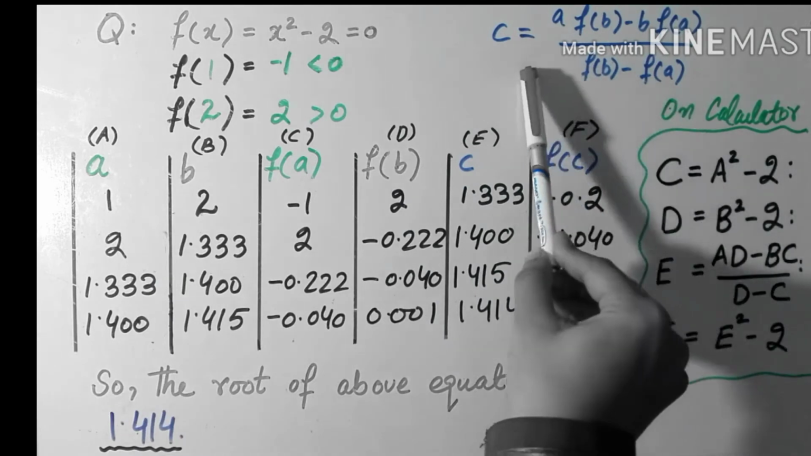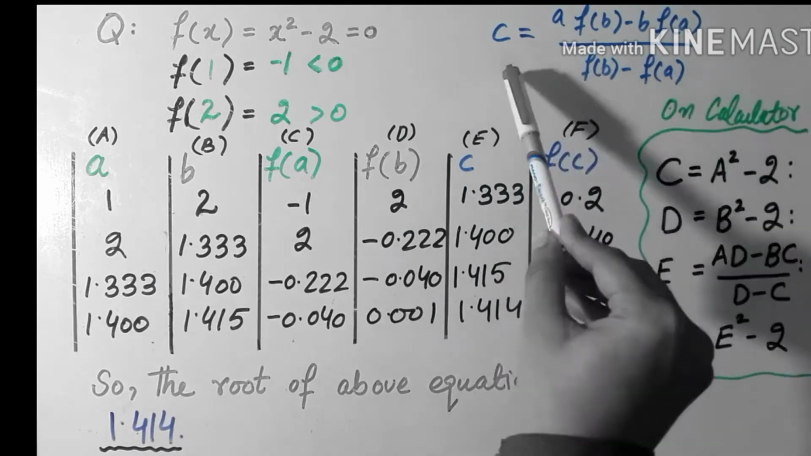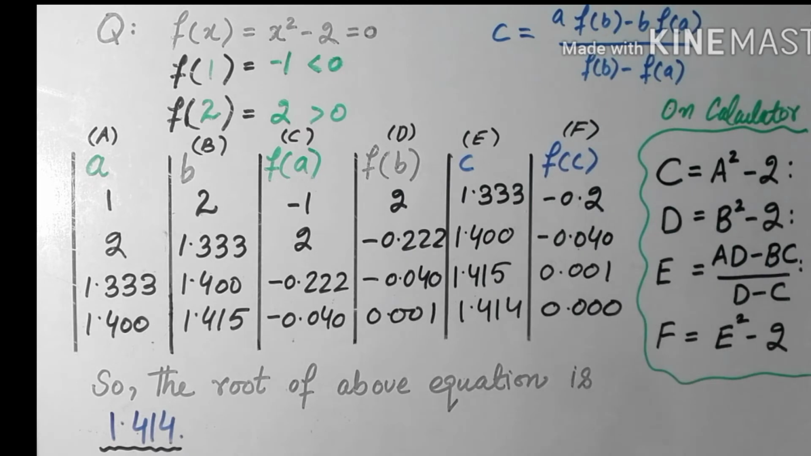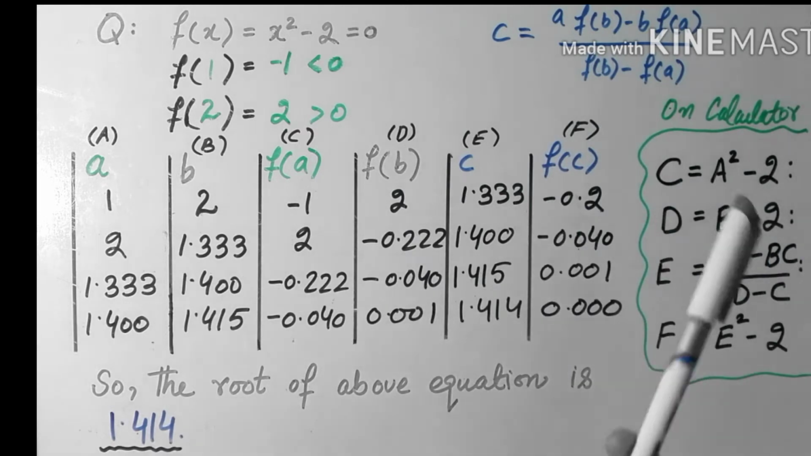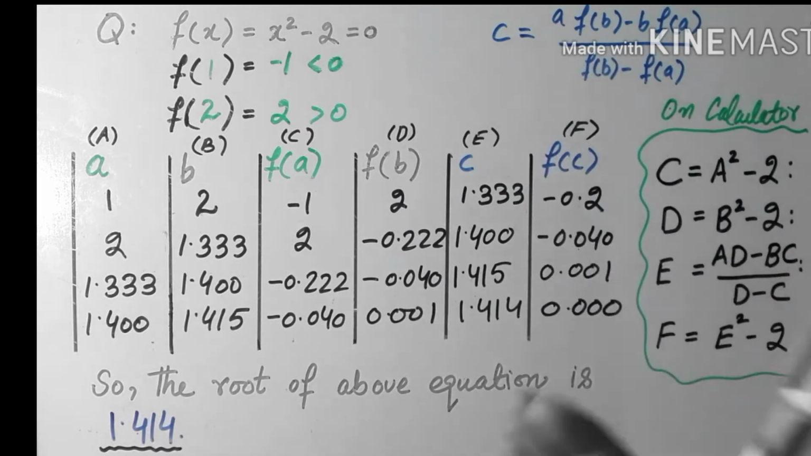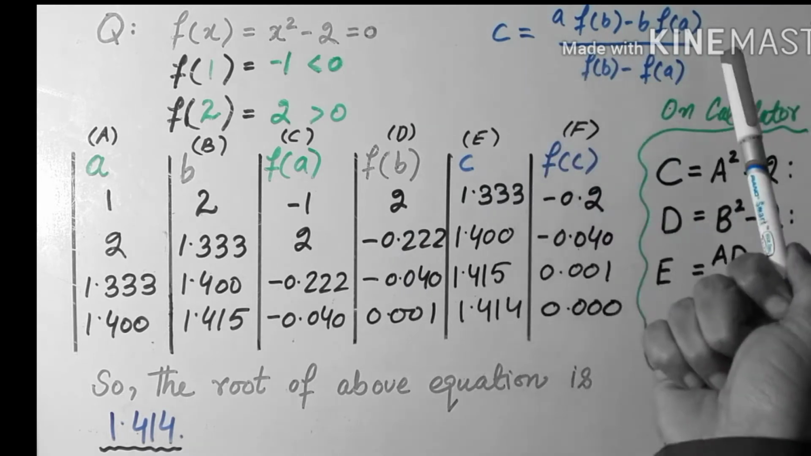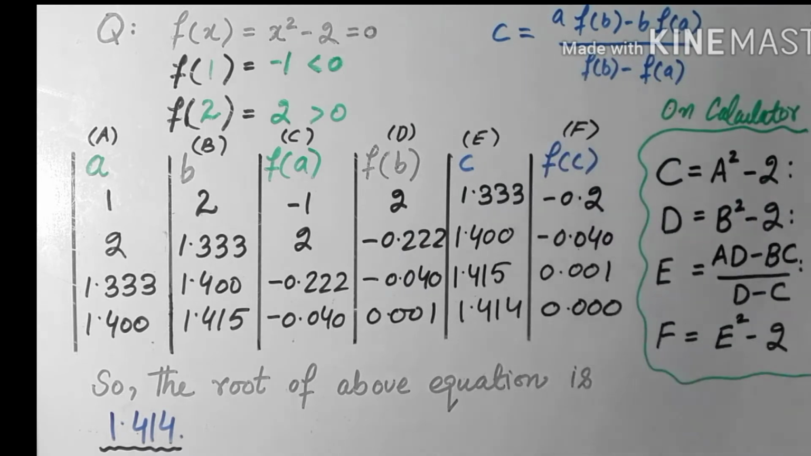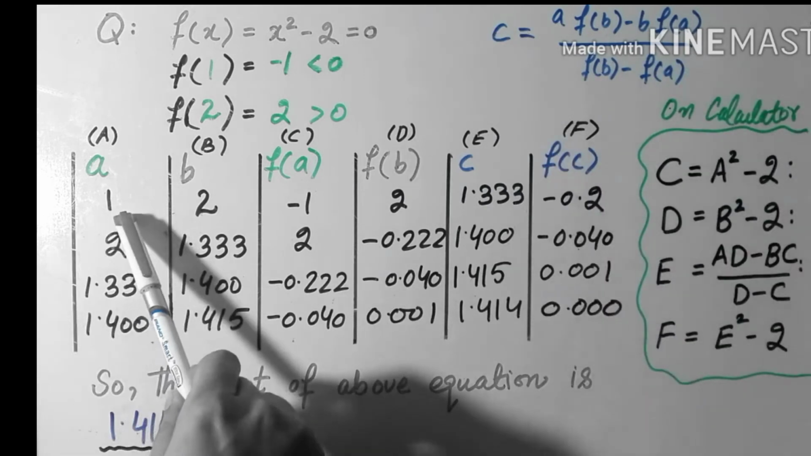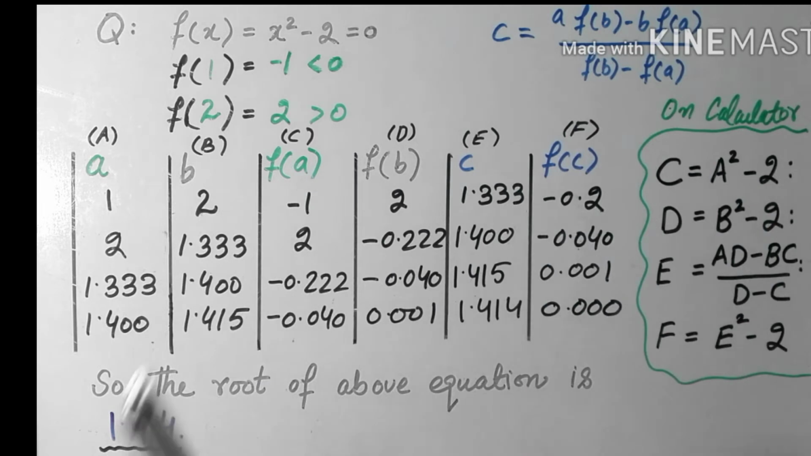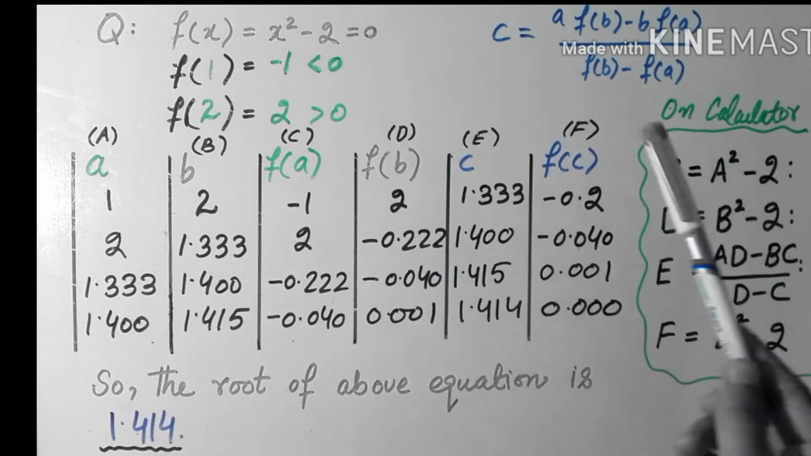For getting the next term, we have the formula for the secant method: C is equal to (A f(B) minus B f(A)) divided by (f(B) minus f(A)). In some books we see it written as x_{n+1}, the next term. It's a very simple formula, and writing x_{n+1} might be confusing, so we can write this. So we have A equal to 1 and B equal to 2.